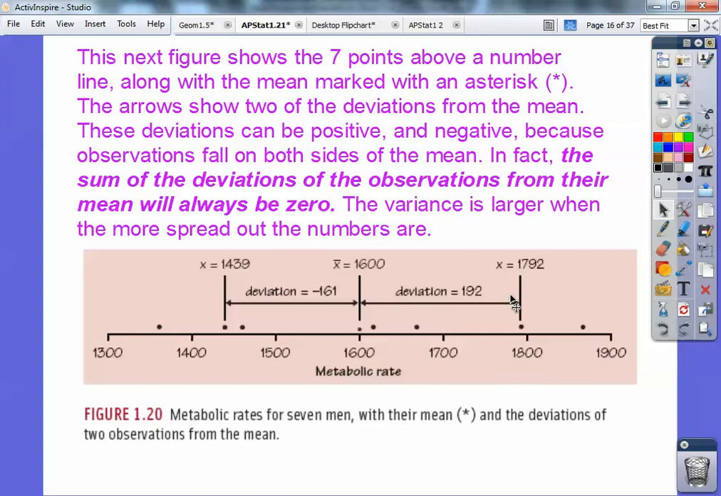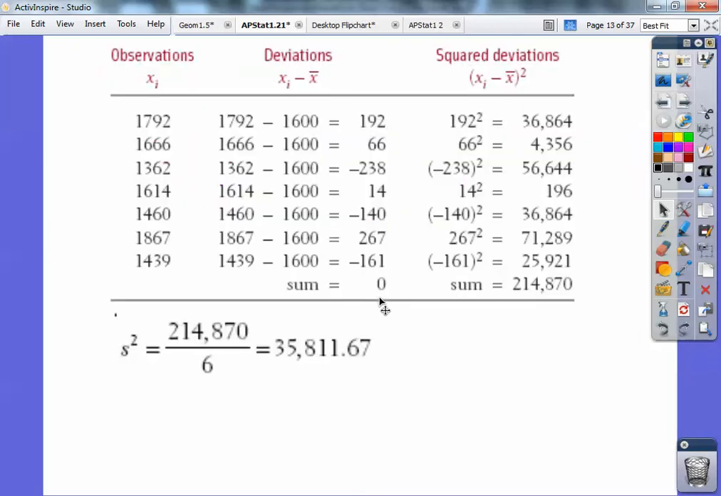Okay? So the sum of these deviations observed in their means will always be 0. The variance is larger the more spread out the numbers are. So when I add all these deviations together right here, they always add to 0. But when I square these numbers, squared numbers are always positive. So when I square them, I get a big old number, and I divide it by n minus 1 to get the variance, and then square root that.